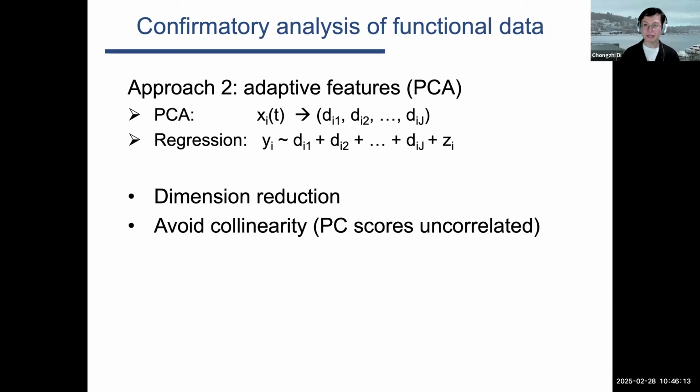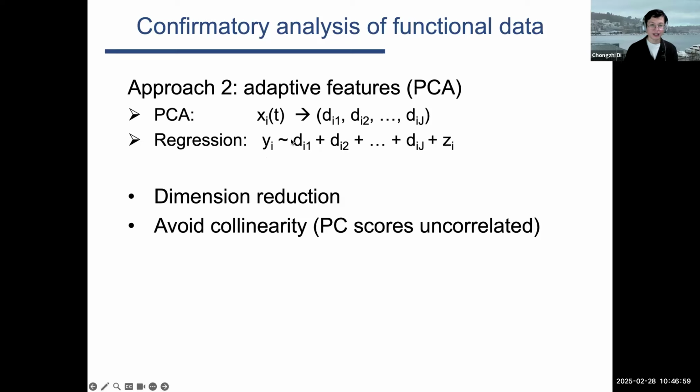The second approach, I would call it adaptive features, or using something like the principal component analysis. So for the feature extraction step, we're going to adopt the principal component analysis. From our original trajectories, we get a set of summary scores, the PC scores, ξ_i1 up to ξ_iJ, and we choose a number J so that, let's say, we explain 90% of the variation, right? And then in the second step, you can put these PC scores as predictors in your regression models and fit your typical regression model.